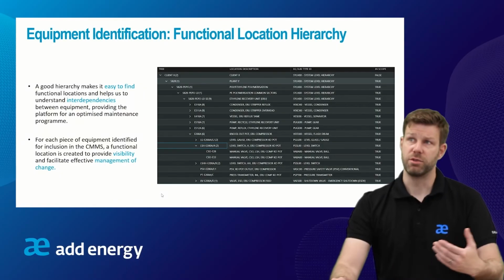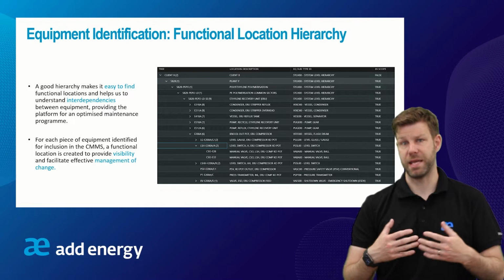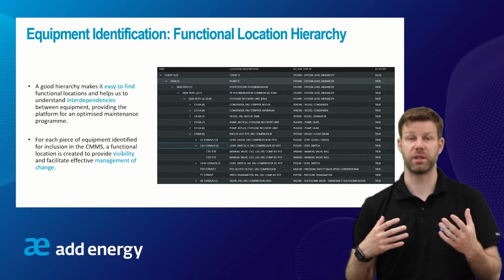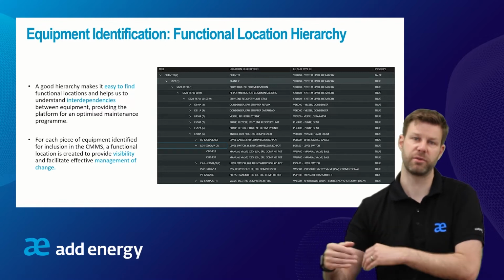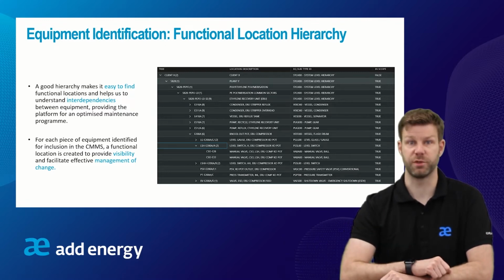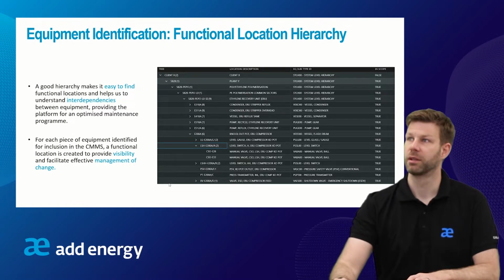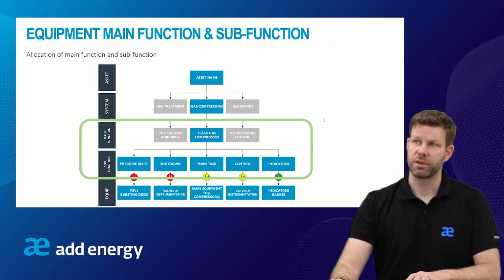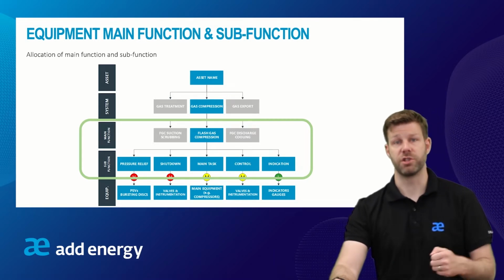You then want to move into the asset register and actually start building and constructing it to have a parent-child relationship. So you're grouping things into systems and then equipment, and equipment breaks down into which valves, for instance, are isolating or controlling certain types of equipment. One of the things you want to think about is the equipment's main function and sub-function.